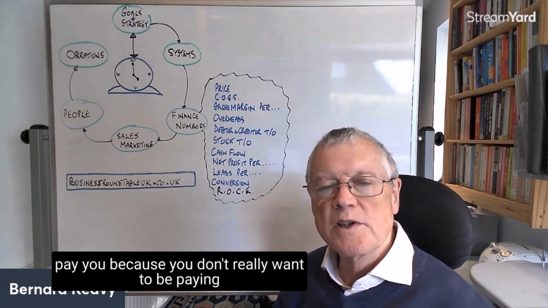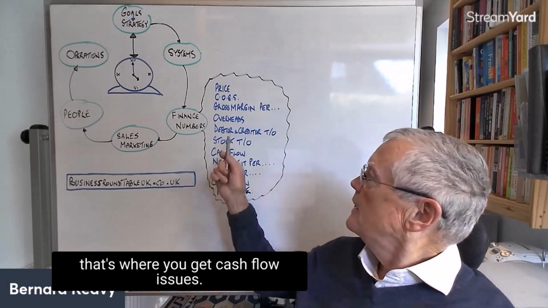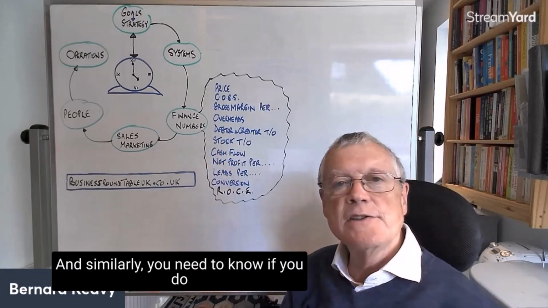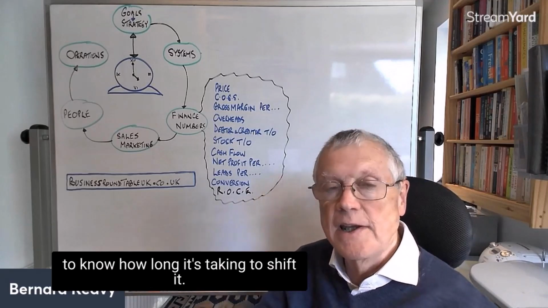Because you don't really want to be paying your creditors quicker than your debtors are paying you, because that's where you get cash flow issues. So you need to know what your cash flow figure is. And similarly, if you do sell stock of any sort, any product, you need to know how long it's taking to shift it.